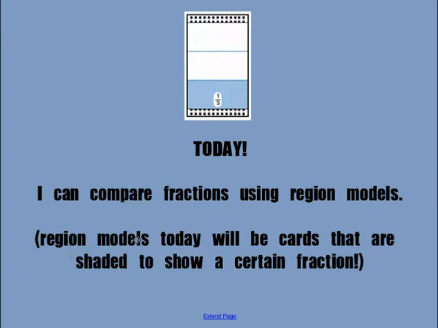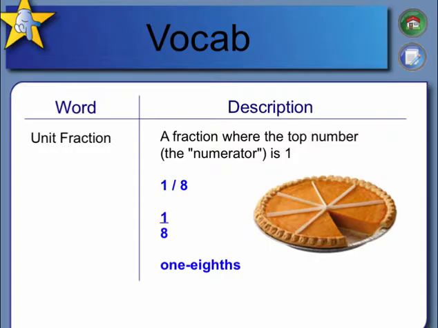Today your learning target is I can compare fractions using region models. Today our region models will be cards that are shaded to show a certain fraction. Right off the bat, today we're going to be talking about unit fractions. And a unit fraction is a fraction where the top number, or also known as the numerator, is 1.